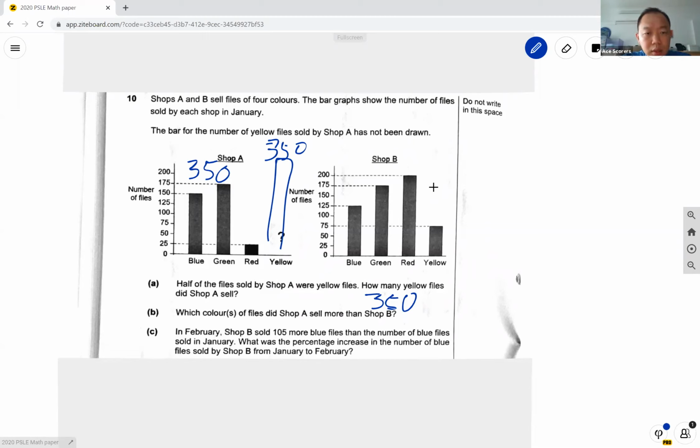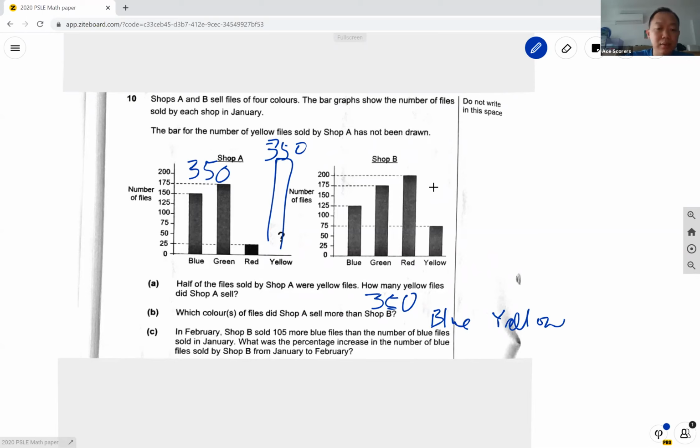Shop A sold blue, right? More. How about yellow? Blue and yellow. Two of these colors. So blue and yellow. And C, in February, shop B sold 105 more blue than the number of blue files in January. This is January, okay?